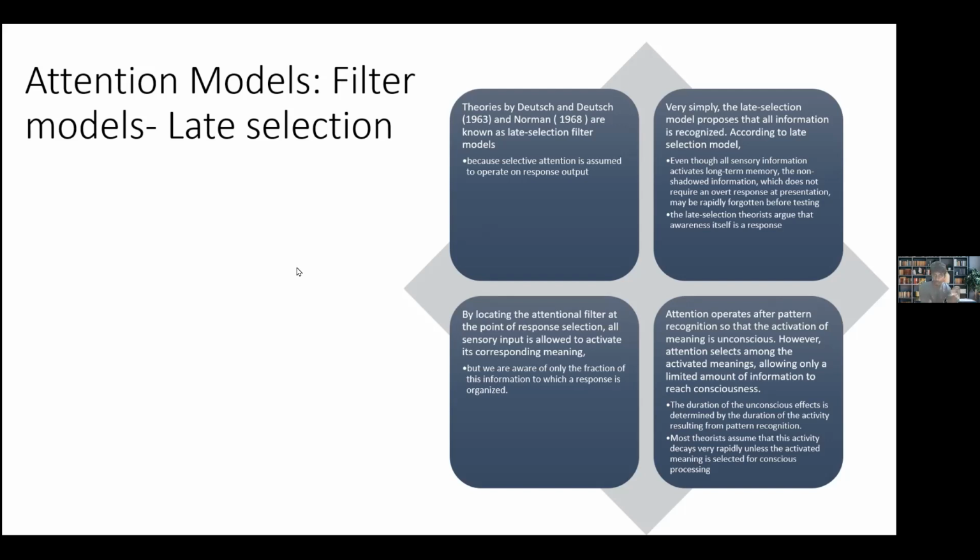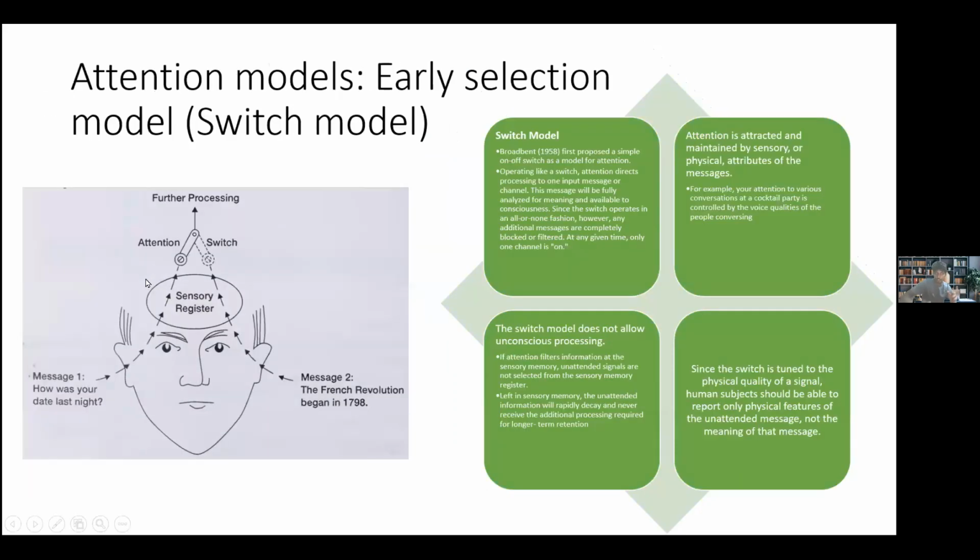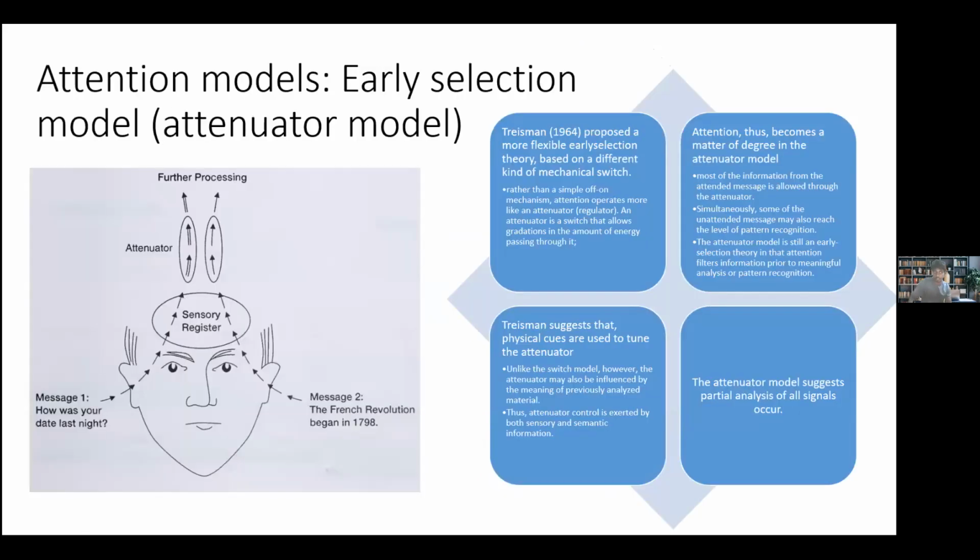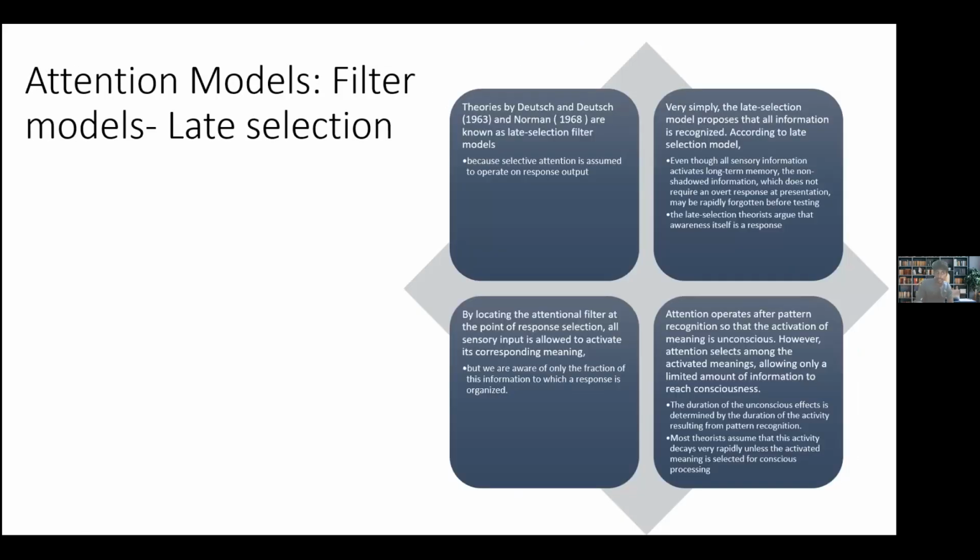So it's not entirely true in terms of how we actually do it, right? Our attention capacity is limited, so we cannot process everything in our environment, but we do process something. So the late model is an extreme version of processing everything unconsciously. The early selection model is another extreme version, which says we process only one thing and there is no unconscious processing. So the truth is somewhere in between the early selection and the late selection.